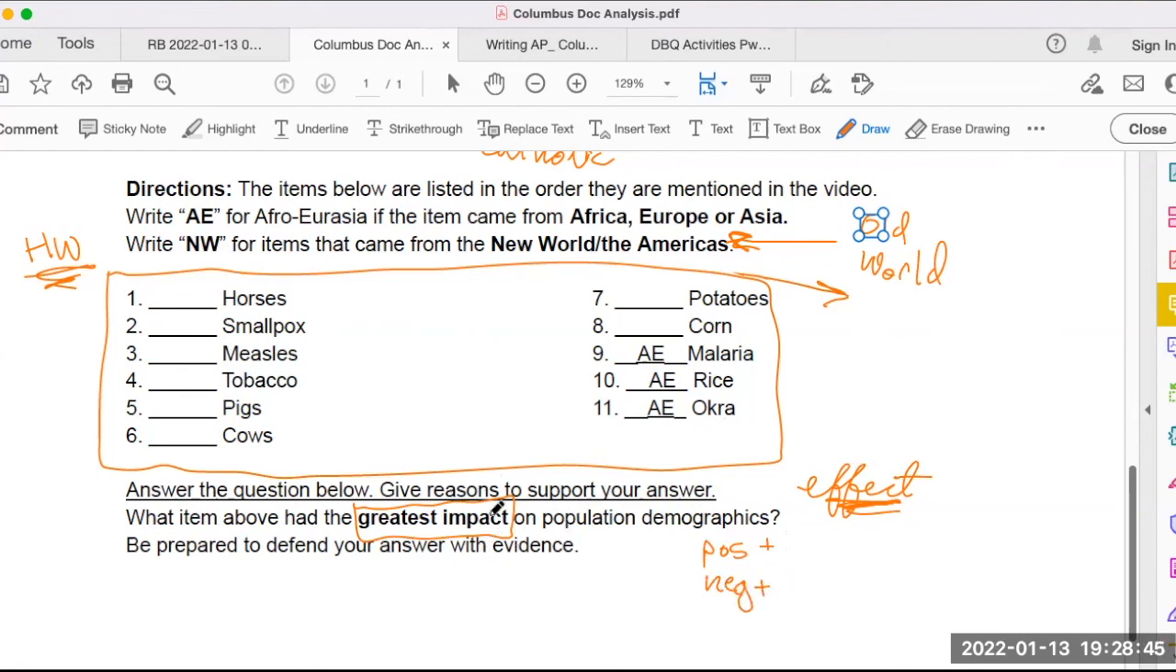If you say that the arrival of the horse in the New World had the greatest impact on the native population, you're going to have to be able to back that up with evidence. Okay, if you said that smallpox had the greatest impact on the Native American population, well, how do you know? What evidence do you have to back that up? So go ahead and in approximately 3 to 4 sentences, answer that question.